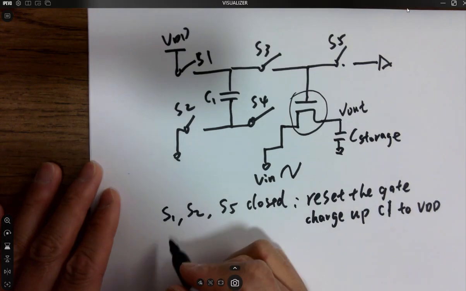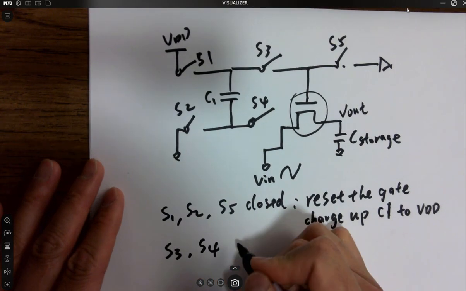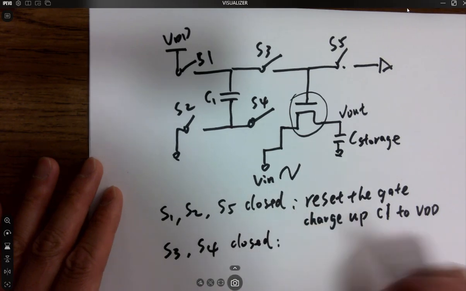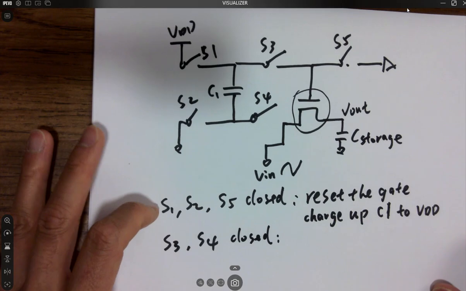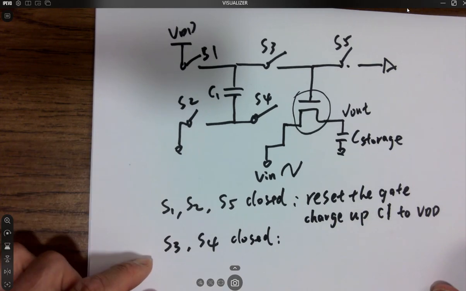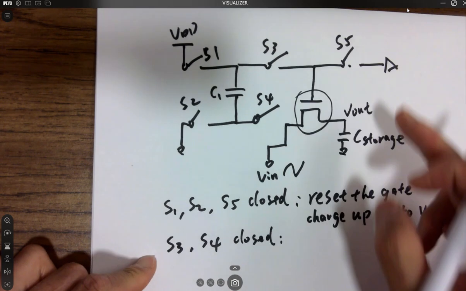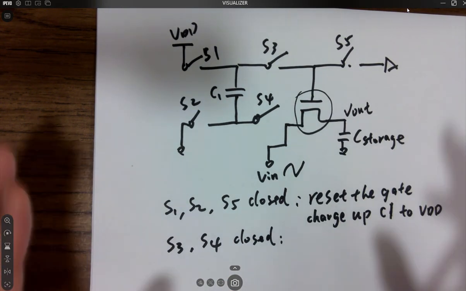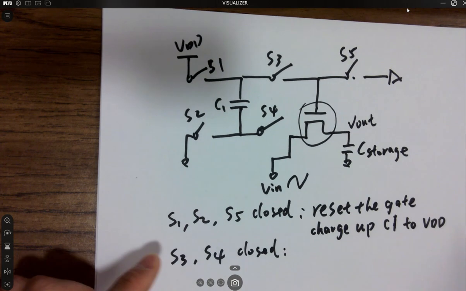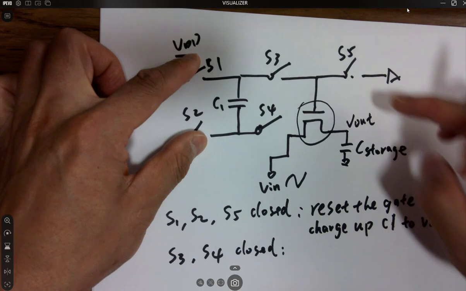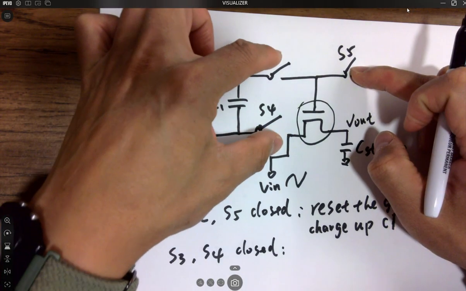And then if I do S3, S4, only these two closed, after the first one, what's going to happen? I'm saying these are closed, which means the rest are open, though I didn't include that. So S3 and S4 are closed, but the rest are open. What's happening?